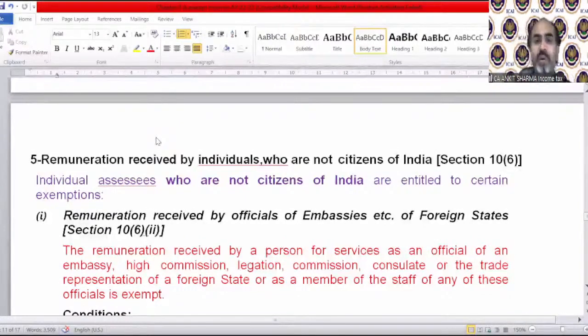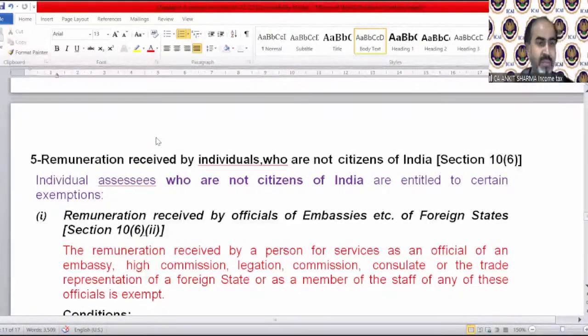So what is the general rule? If anyone receives or earns income in India, that is going to be deemed to arise in India, or accrue in India, and that is going to be taxable for a non-resident also. But these are specific exemptions. In these cases, the person might be resident, ordinarily resident, non-resident, whatever it is. But if you fall in any of this category, these have been specifically exempted.